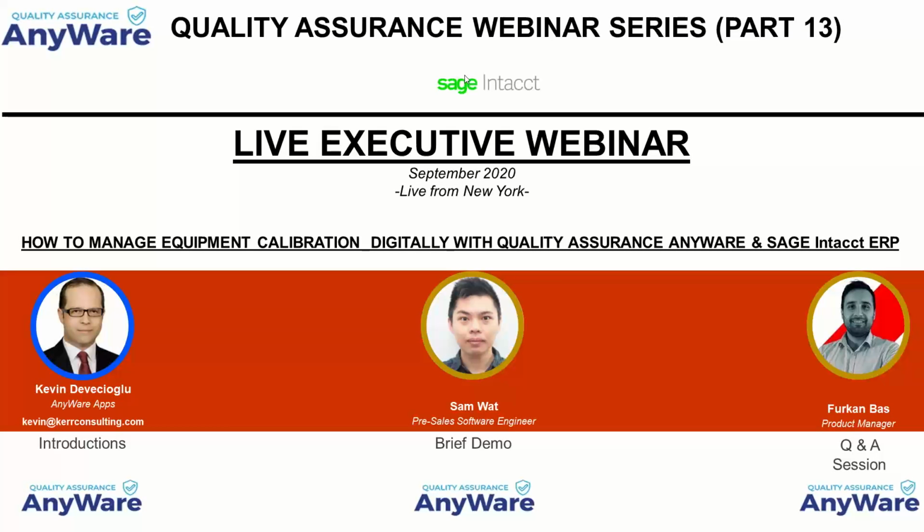As you have seen during Sam's demonstration, you can manage your calibration operations, your equipment, and your devices digitally on Quality Assurance Anywhere with no need of paper, while interacting with the Sage Intacct ERP system. Calibration operations are very important for you to manage your equipment, machinery, and devices, and to make sure they perform well in a productive and efficient way. That is how we designed Quality Assurance Anywhere, to make your job easy and to increase the lifetime of your assets, equipment, and machinery.